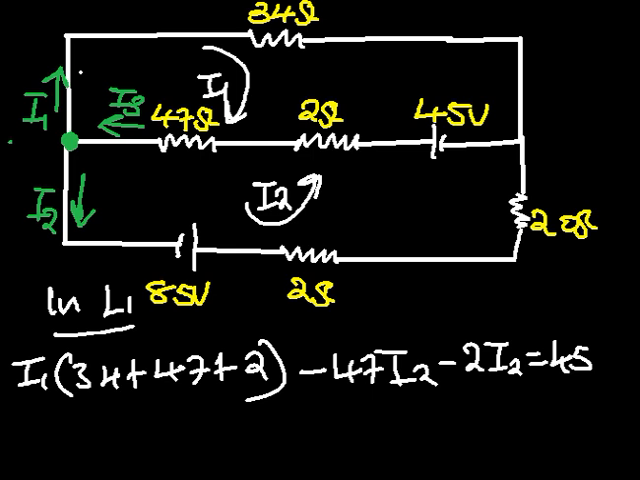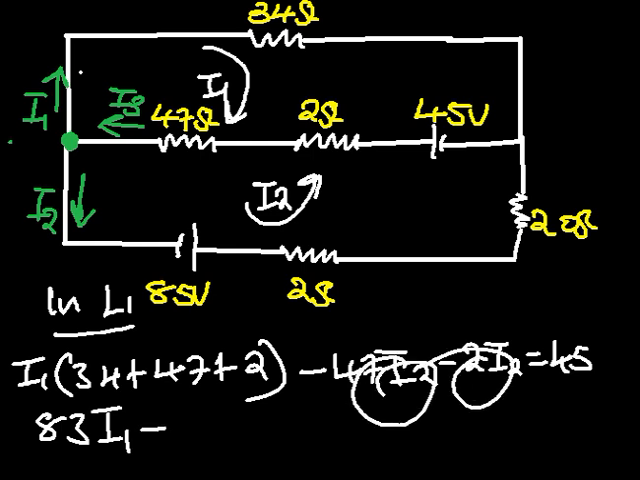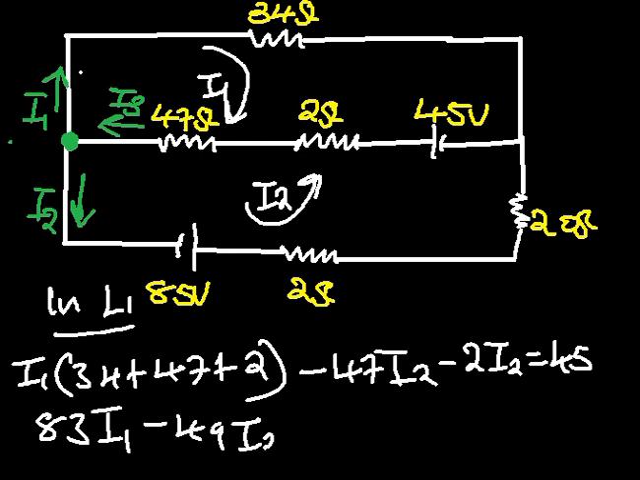Then with the calculator, I'll just sum up 34 plus 47 plus 2, and you have it as 83. So we have 83 I1 and the minus. These are like terms, which means we have negative 49 I2, which is equal to 45. Now this is given as equation 2, so keep that in mind.